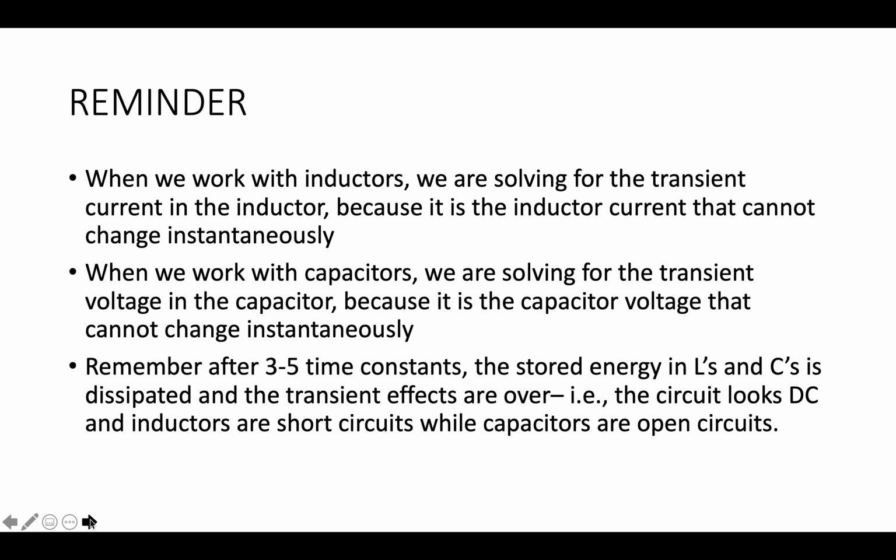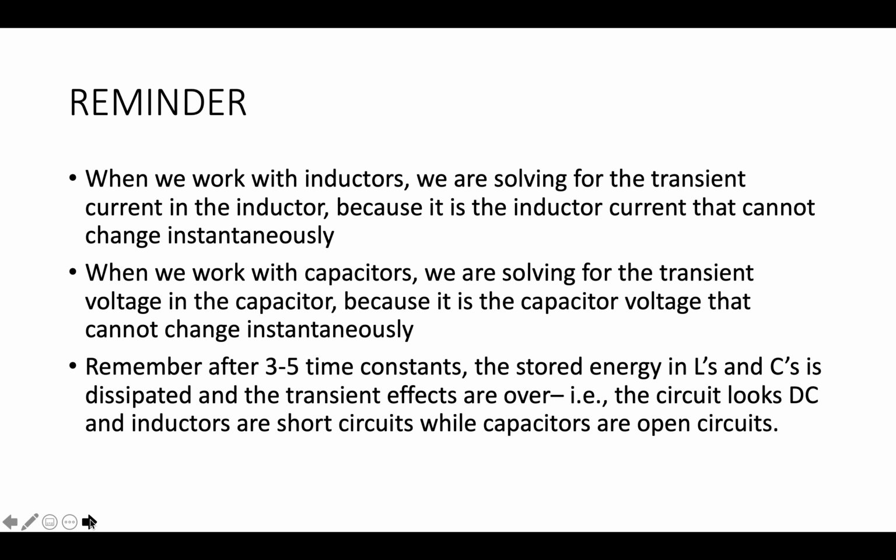So before we get into the lecture, a couple of reminders. First, when we work with inductors, we're always solving for the current in the inductor, the transient current in the inductor. And the reason is it's the inductor current that can't change instantaneously. So this means that across t equals 0, if a condition changes, like a switch opens or closes, we know that in the instant before the switch closed and in the instant after the switch closed, the one thing that must remain constant across that is the inductor current. So that gives us then an initial condition.